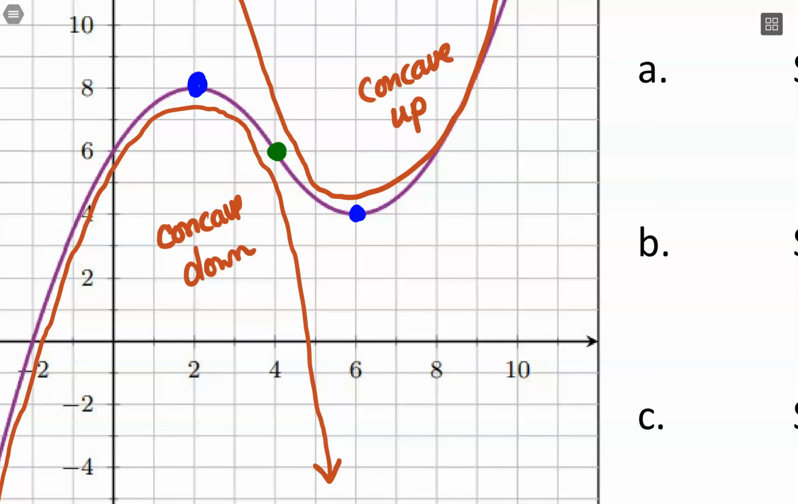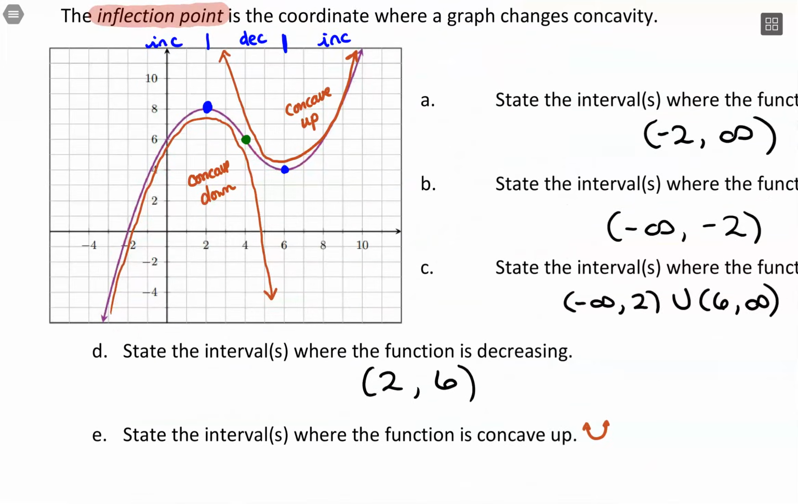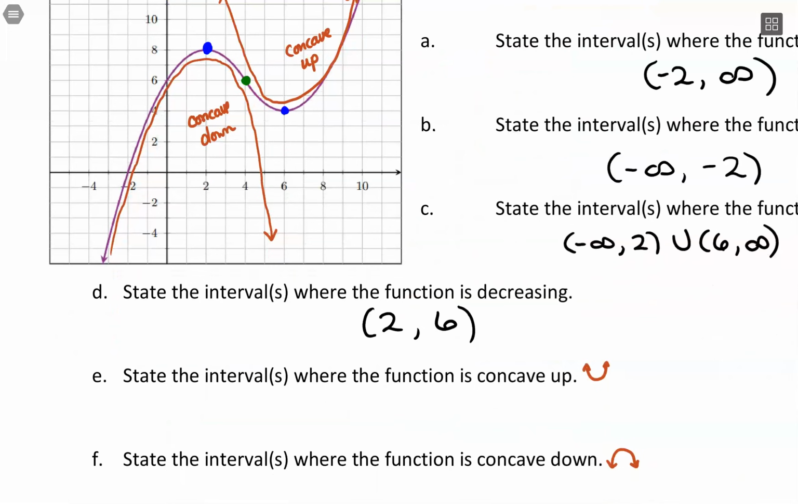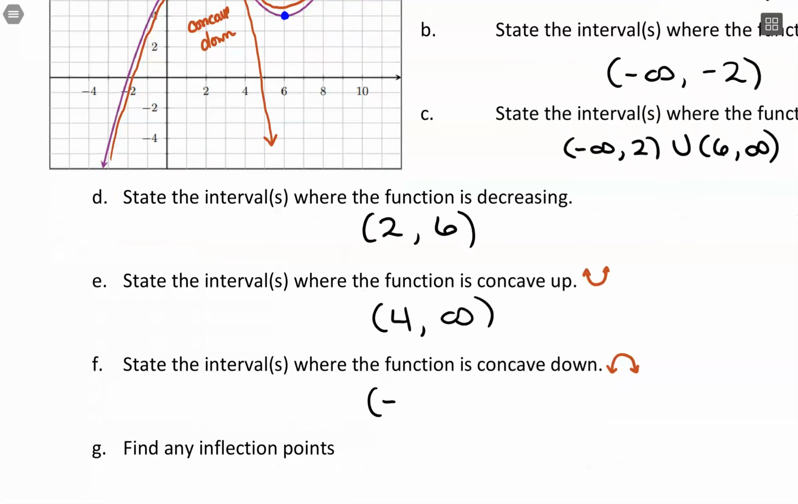Now, similar to our maximum and minimum there, where it's neither increasing nor decreasing at those points, with the inflection point, it's neither concave up nor concave down. So it doesn't have any concavity there. So we're going to treat 4 as the cutoff point. So for concave up, it starts at 4 and then goes off to positive infinity. For concave down, it starts at negative infinity and ends at positive 4.